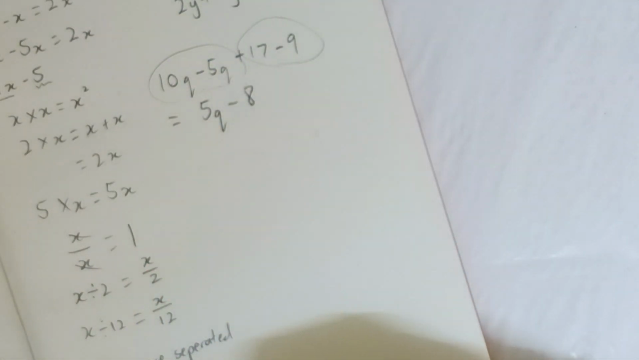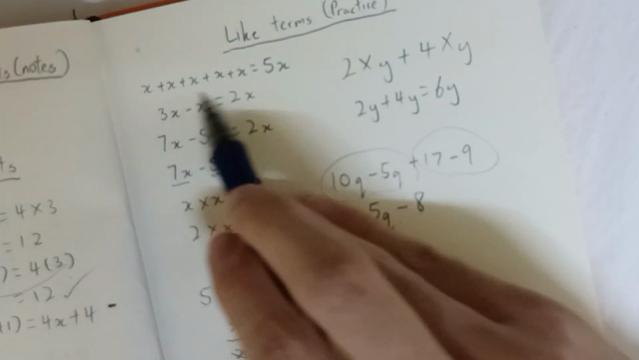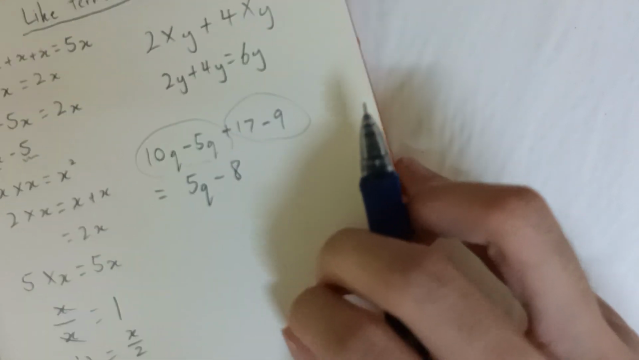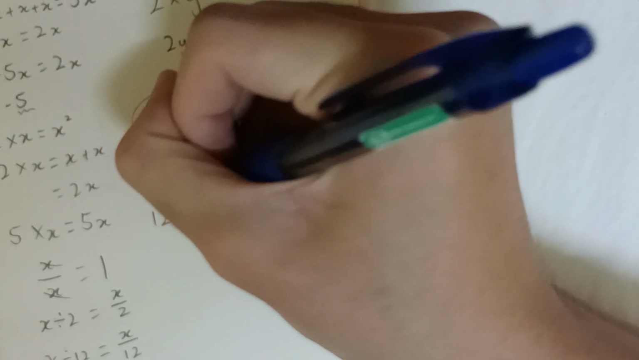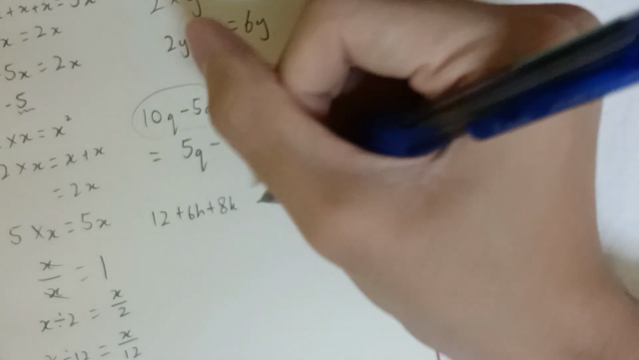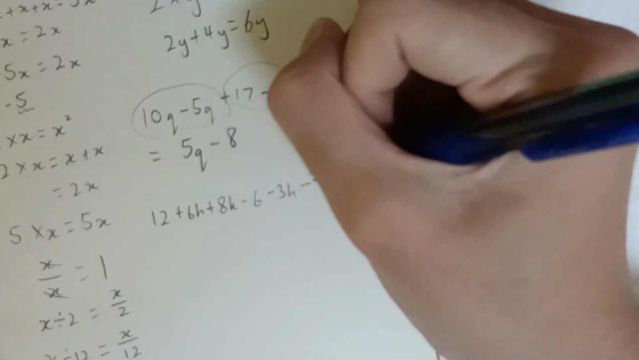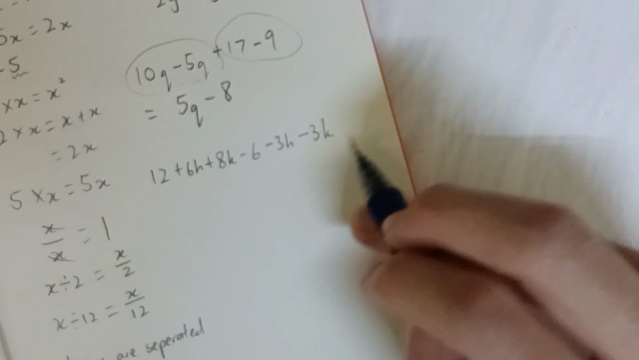Here we're gonna get to really complicated. So far, what we've been doing is we are only adding and subtracting everything with one singular term. Now I want to do it with multiple terms. I have 12 plus 6h plus 8k minus 6 minus 3h minus 3k. Now this is a very complicated one, isn't it?